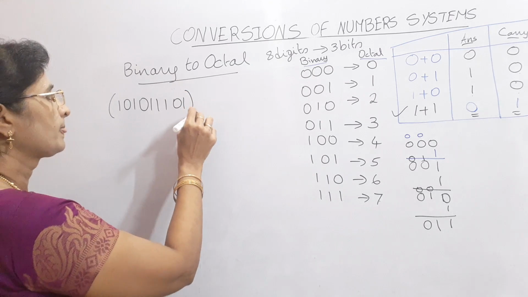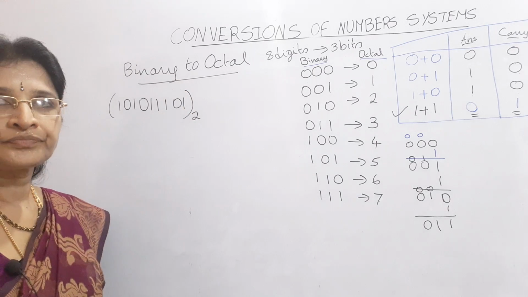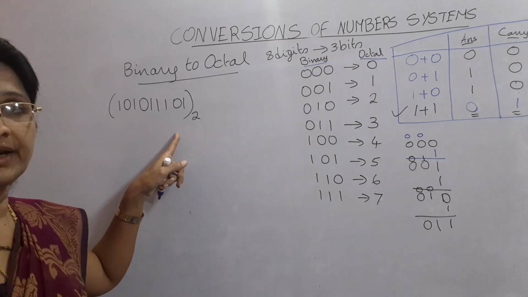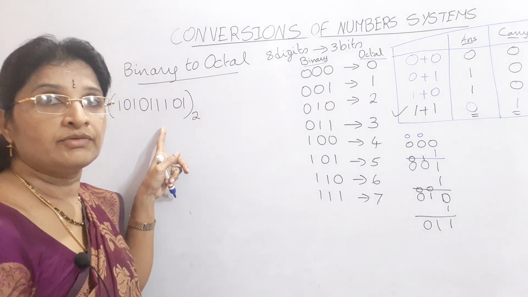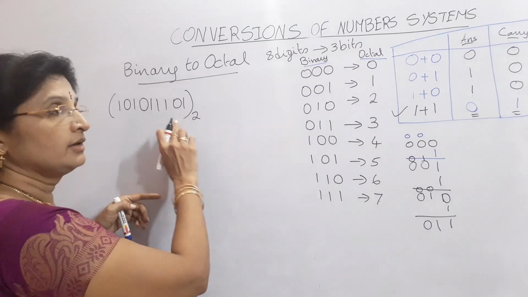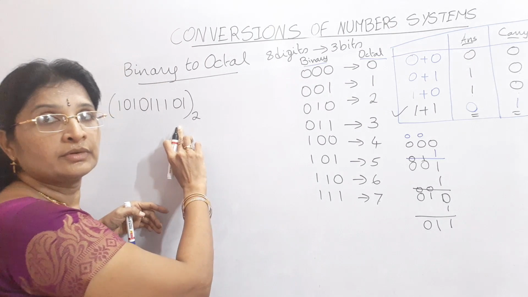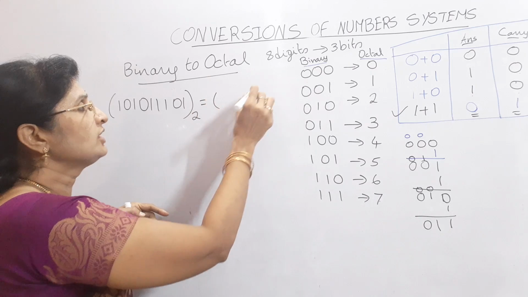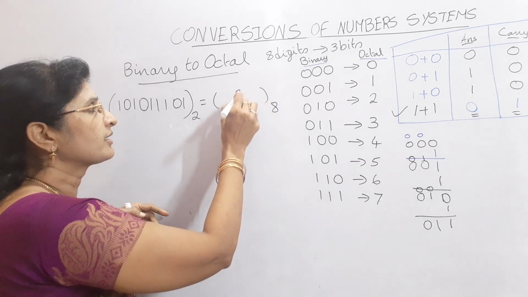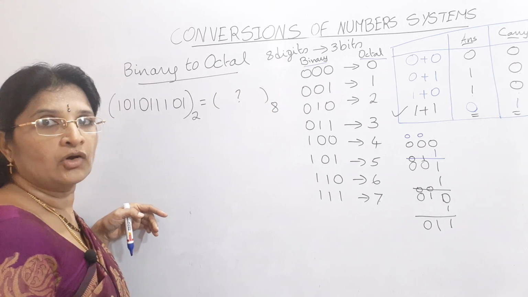1010111101. This is a binary number, where we are giving the number only in bits, that is 0 and 1. Now you have to find what is the equivalent octal number.